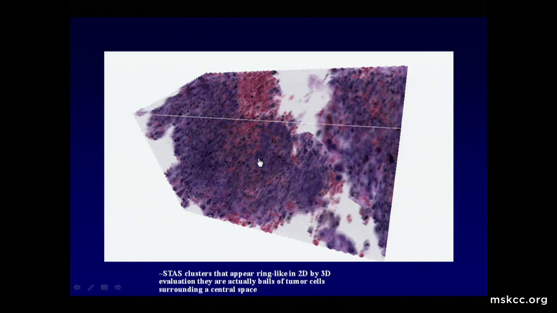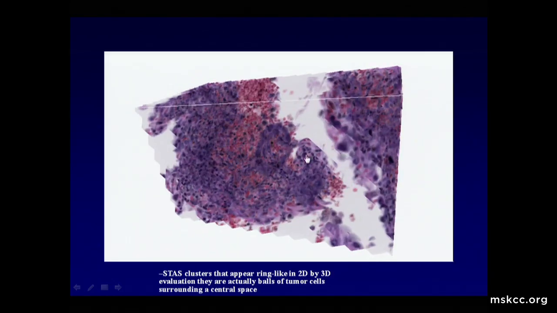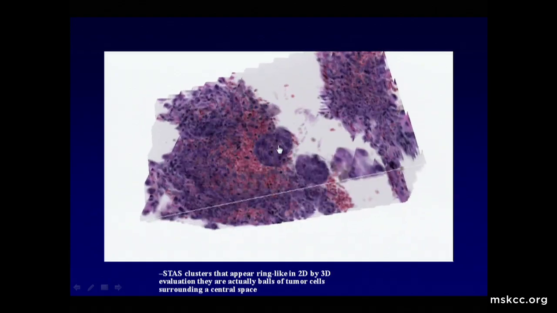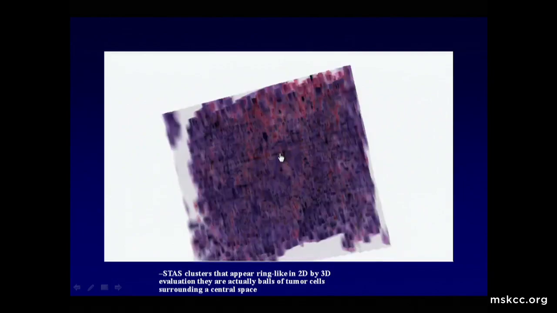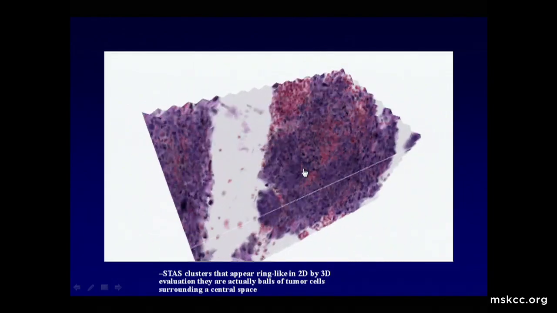And this is one of these balls of tumor cells, and you can see the central space. And so I think that's a way that these tumor cells somehow physically, as they detach from the main tumor, this may facilitate spread into the surrounding lung parenchyma.